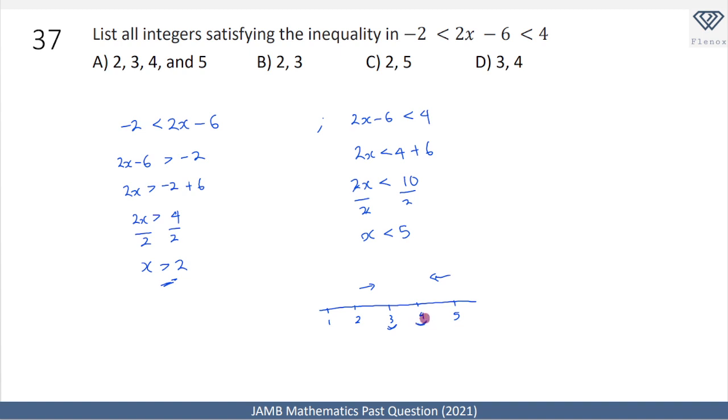The only integers that satisfy these conditions are 3 and 4. The reason is that we have a strict less than; if we had less than or equal to, then 5 might be included, but since it is strict, 5 cannot be included. Likewise, because we have a strict greater than, 2 cannot be included. So the only integers that satisfy this are 3 and 4, and that makes option D the correct option.